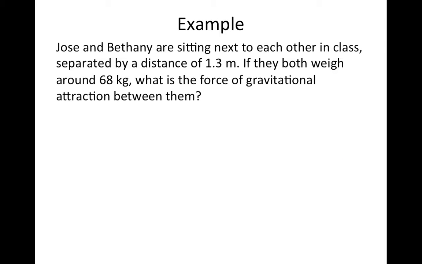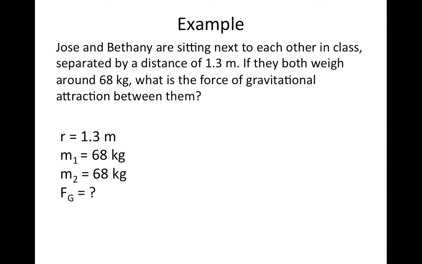So let's look at an example. Okay, Jose and Bethany are sitting next to each other in class, separated by a distance of 1.3 meters. If they both weigh around 68 kilograms, what is the force of gravitational attraction between them? So you and the person sitting next to you in class, you are going to have some sort of gravitational attraction between you. And, you know, that's not chemistry, but, you know, we have a lot of science words for love. But anyway, so here are our givens. The radius, or the distance between them, is 1.3 meters. And both of them have masses of 68 kilograms. And we want the force between them of gravitational attraction.